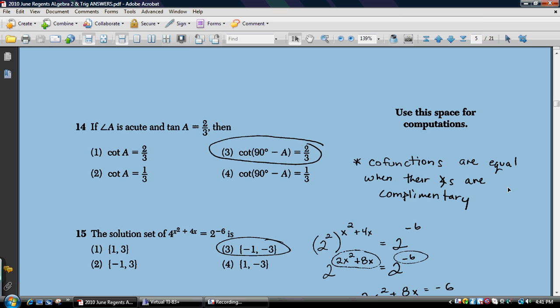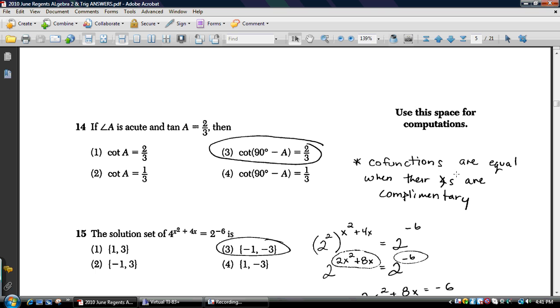Now, this other thing that I've written down right over here is a property from geometry. You should have learned it in trigonometry. Basically, cofunctions are equal when their angles are complementary. So sine and cosine are cofunctions, hence the word co in front. And so like the sine of 30 is the same thing as the cosine of 60. So you can take a cheap shortcut that way.